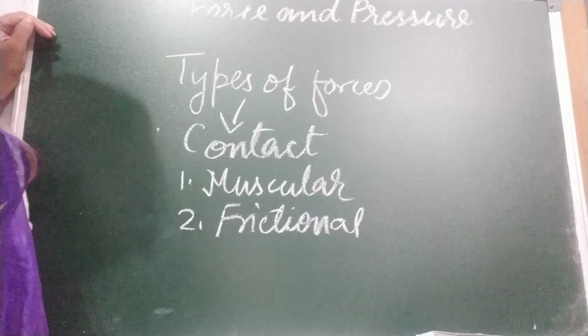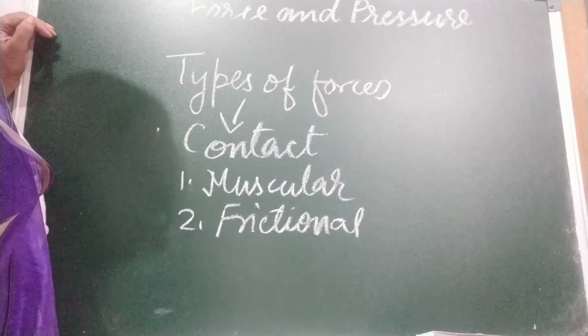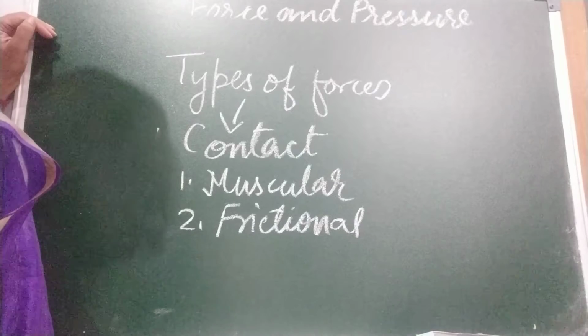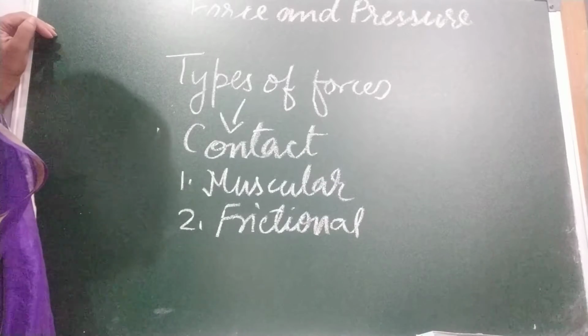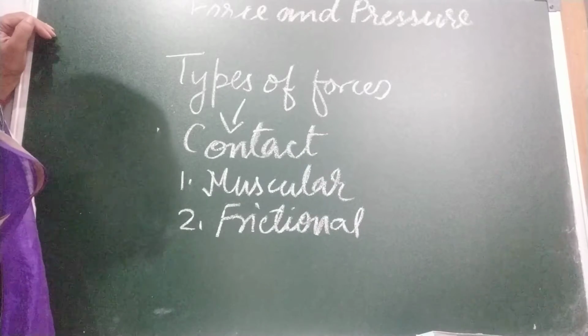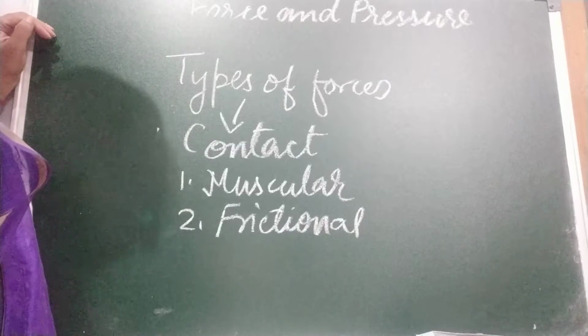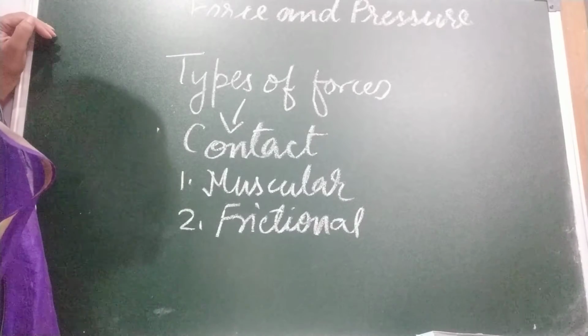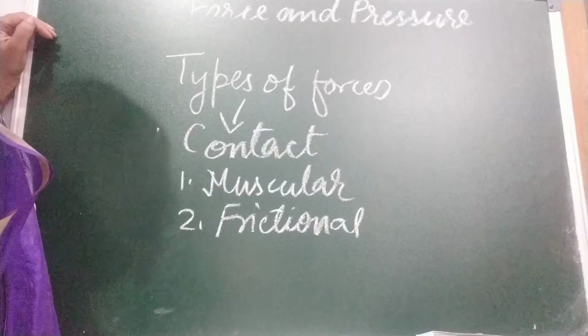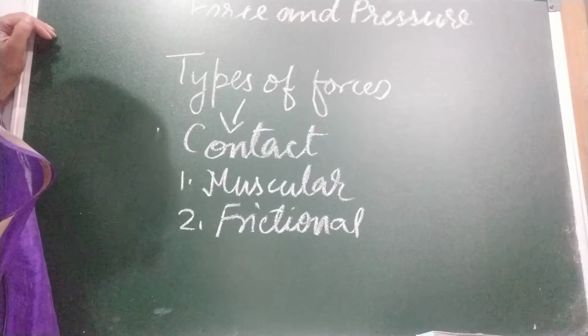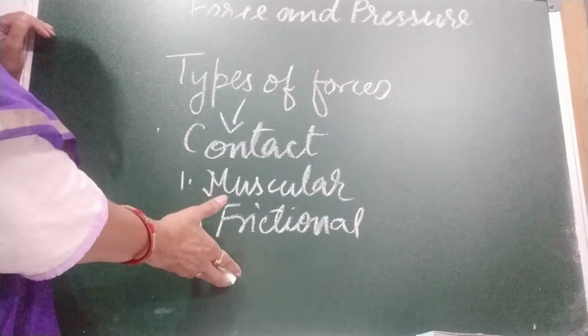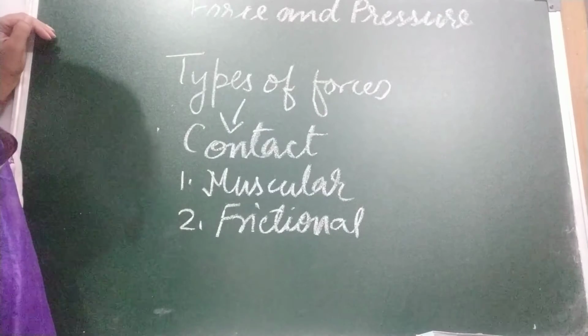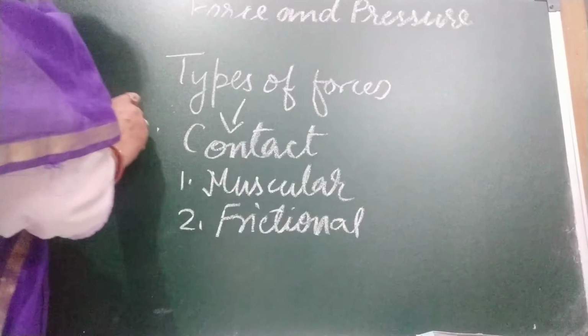Friction is a force that slows down things or prevents things from moving, or we can say it opposes the motion. Since the force of friction arises due to contact between two surfaces, that is why we call it a contact force. Now come to the non-contact forces.